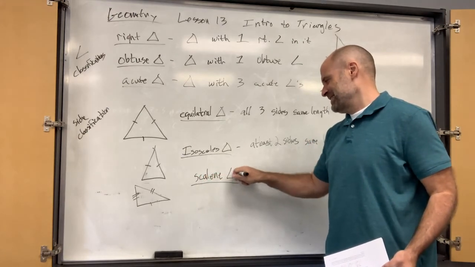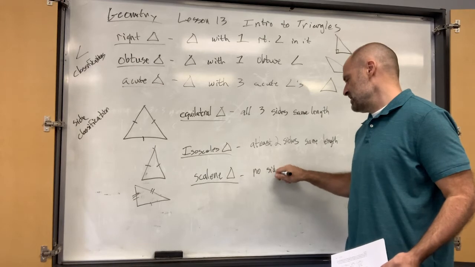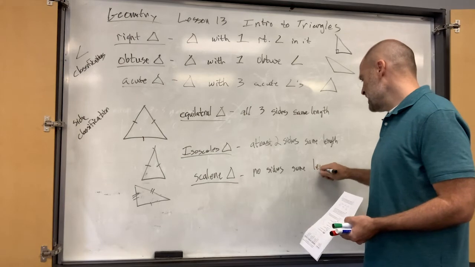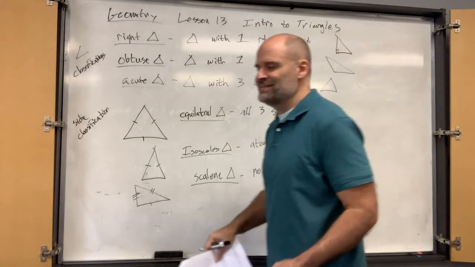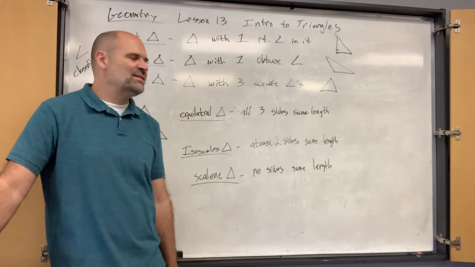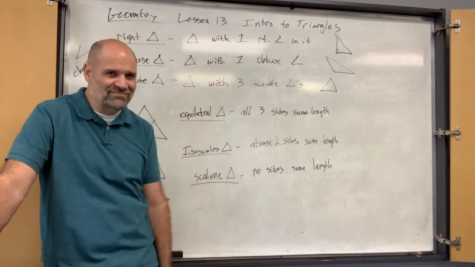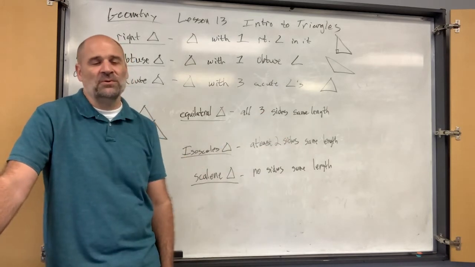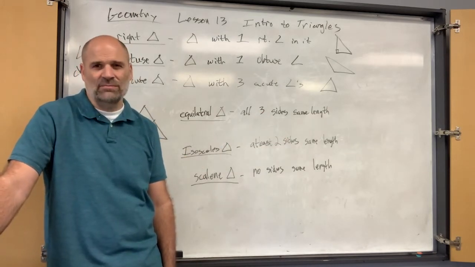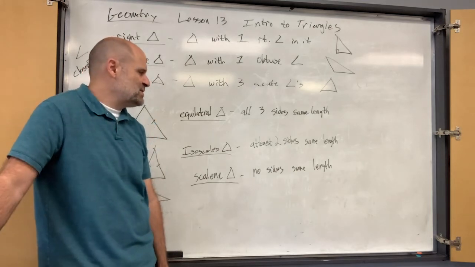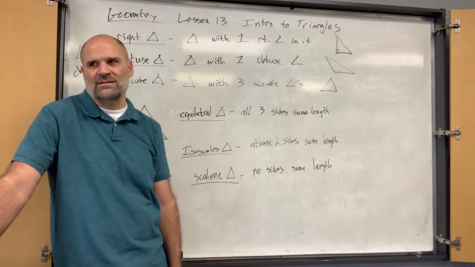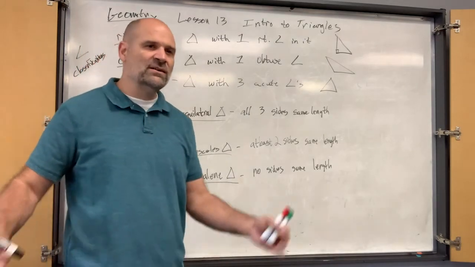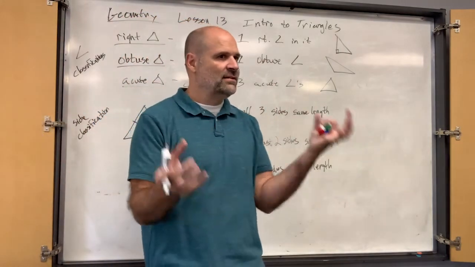I was trying to hope for the best, I guess. No sides are the same length. Okay, do you guys remember that I can't say no sides are the same? I have to say no sides are the same length, because remember, only numbers can be the same or equal. But if I'm talking about shapes, I have to say their dimensions are the same. So it's kind of one of those grammatical things. Because if two triangles look the same, they're not equal, they're congruent.